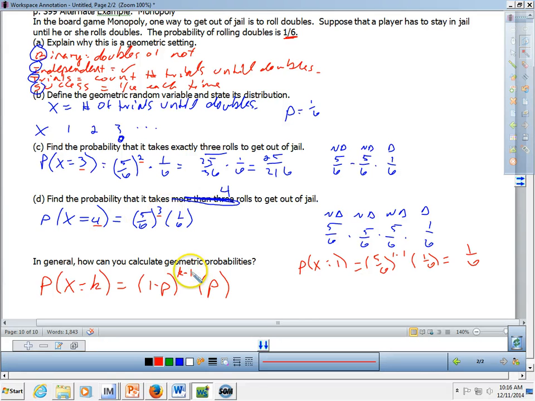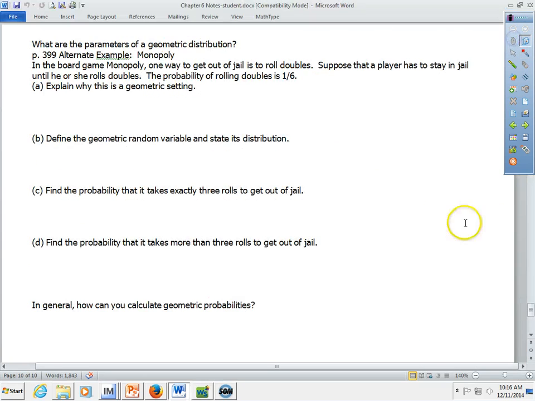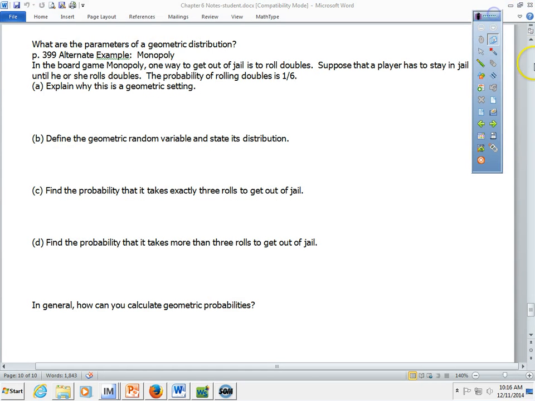So we get to this pattern, and that's how we're going to find our geometric probabilities. Take the failure rate to the power of 1 less than the number of trials we're counting to, and then multiply by the success rate. That's the only way that our process ends, is by getting a success. So let's use that.